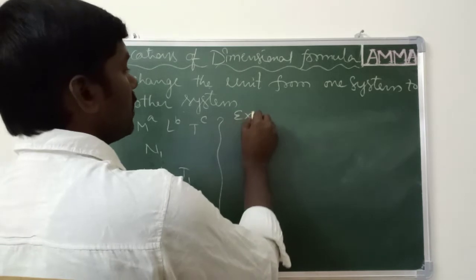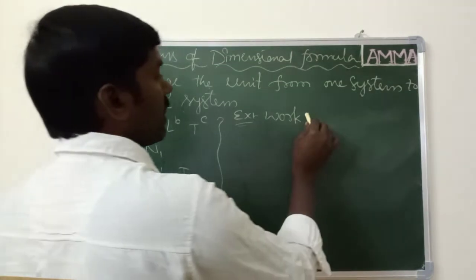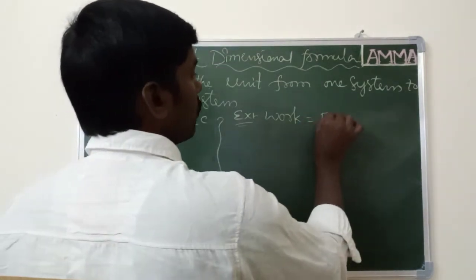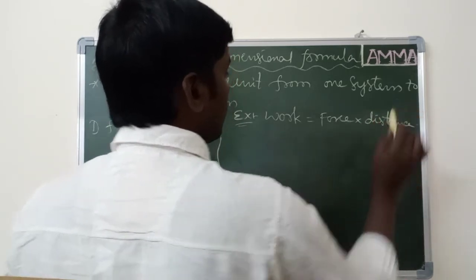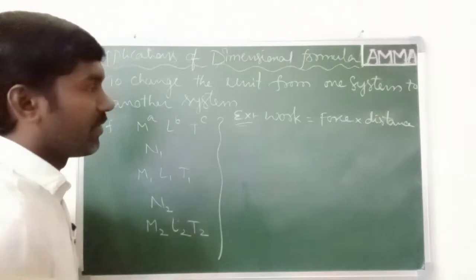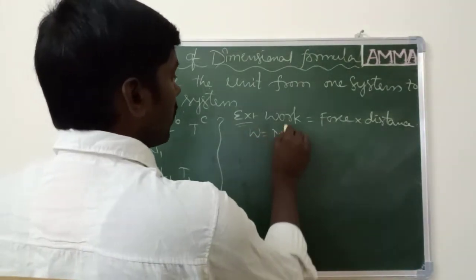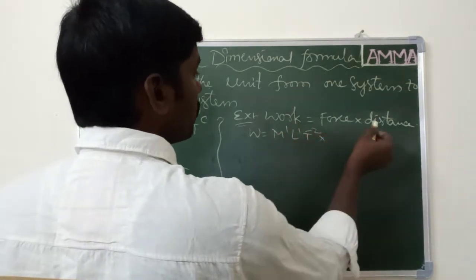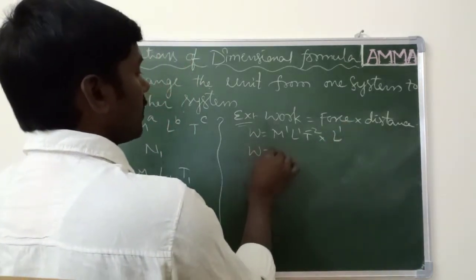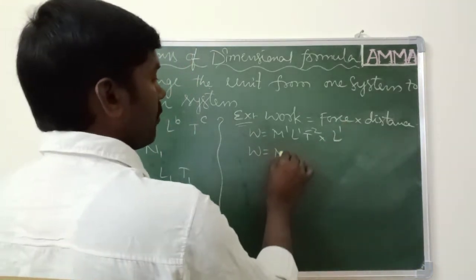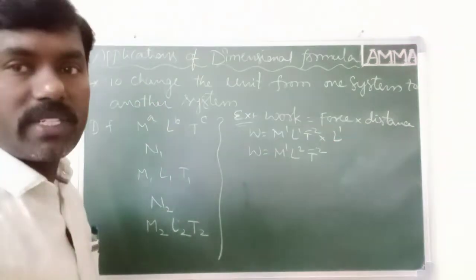Let us try to know the complete information about converting units from one system to another with an example. For suppose, work is there. What is the general formula of work? Force into distance. That is, W is equal to F s. Then what is the dimensional formula of the work? That is equal to force, M^1 L^1 T^-2, into distance, which has the dimensional formula L^1. So finally the dimensional formula of the work is M^1 L^2 T^-2.